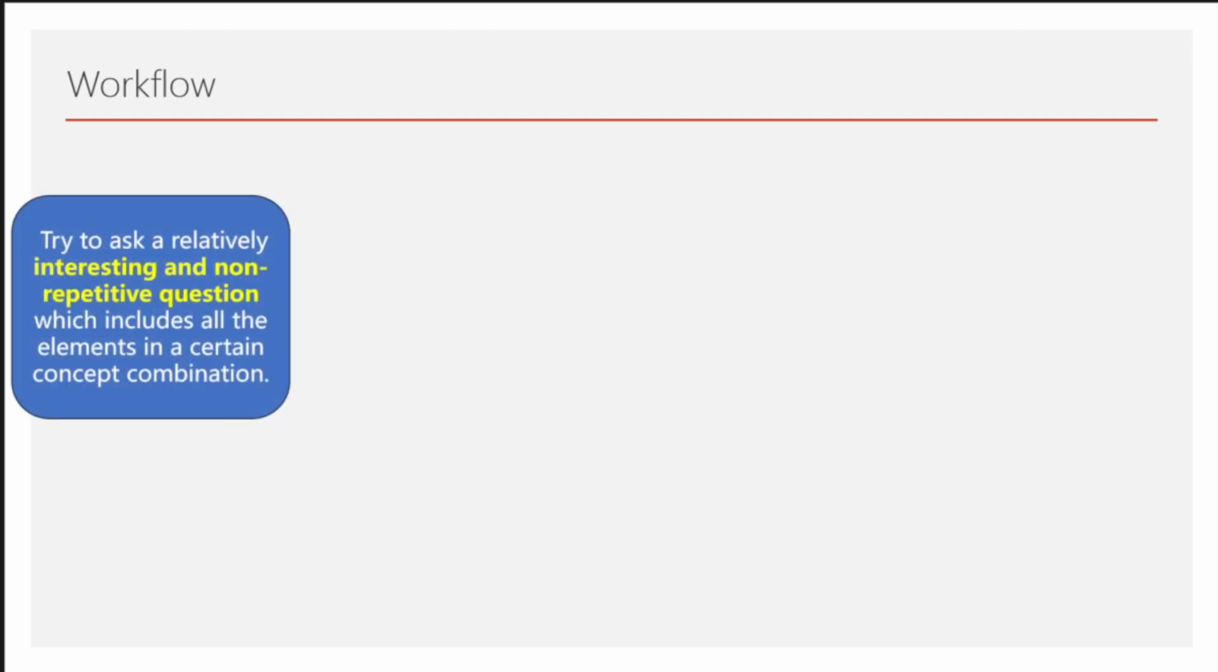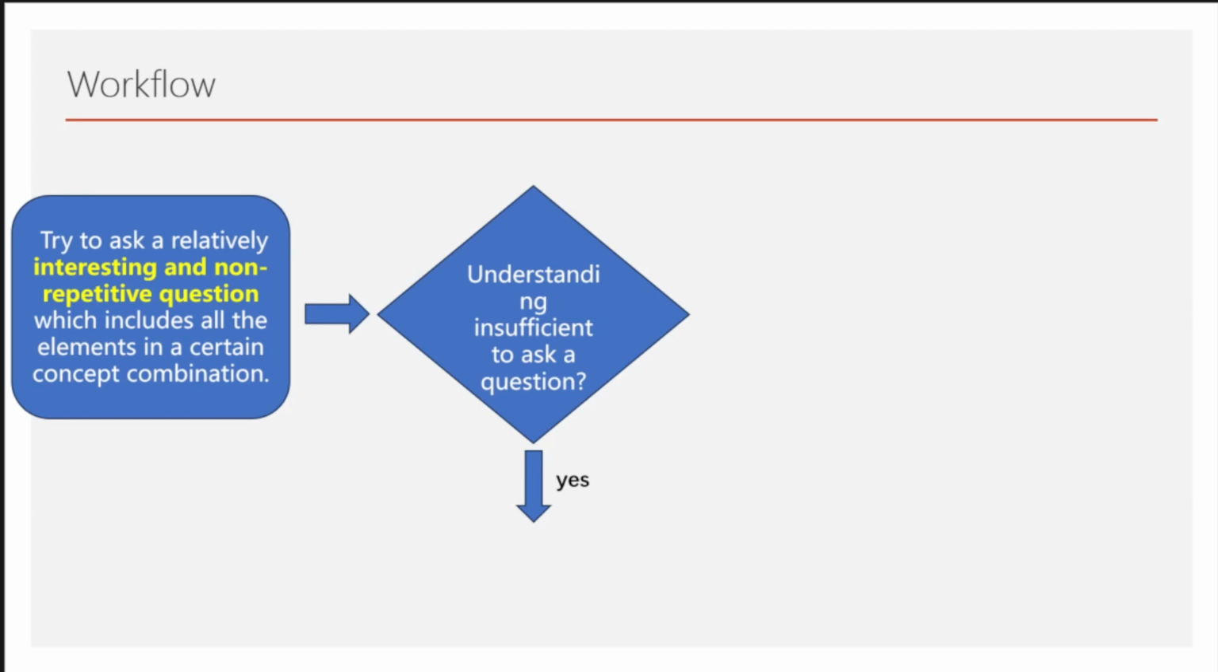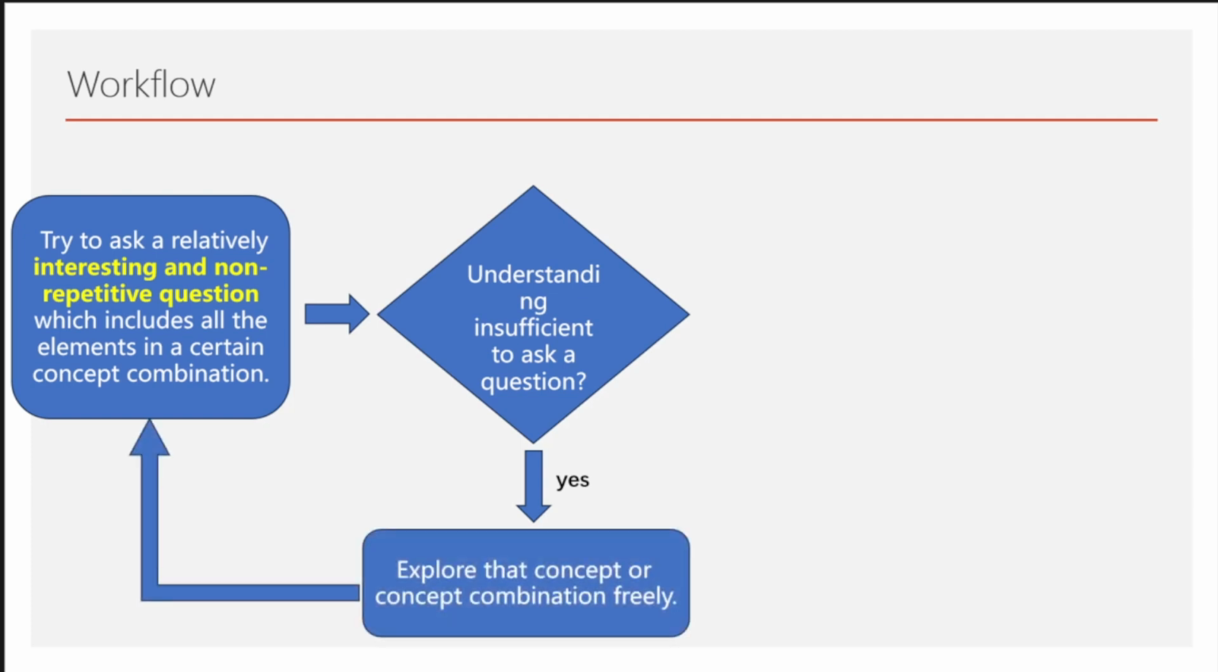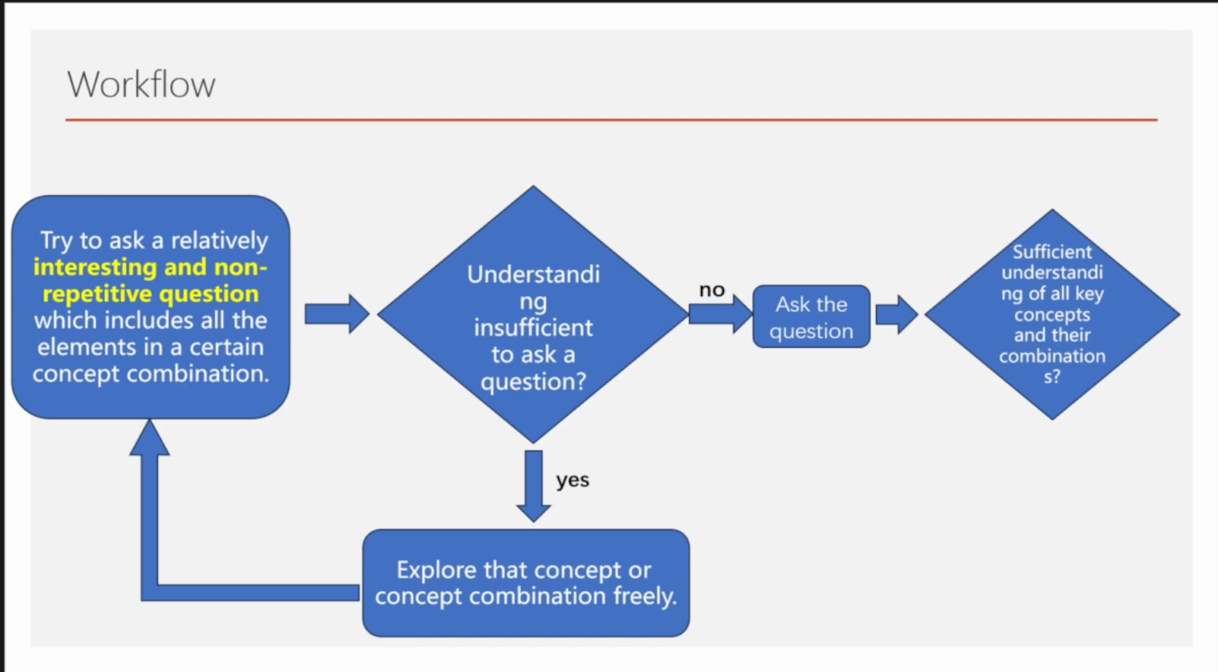The following is this step's workflow. First, try to ask a relatively interesting and non-repetitive question, which includes all the elements in a certain concept combination. During this process, you should actively measure your own grasp of the key concepts and their combinations. If you find your understanding of a certain concept or concept combination is not good enough and thus can't ask an appropriate question for the time being, then you should explore the concept or concept combination freely until you can ask an appropriate question.